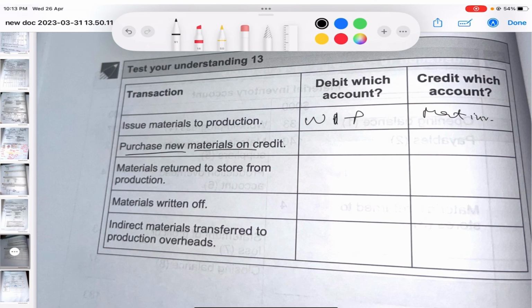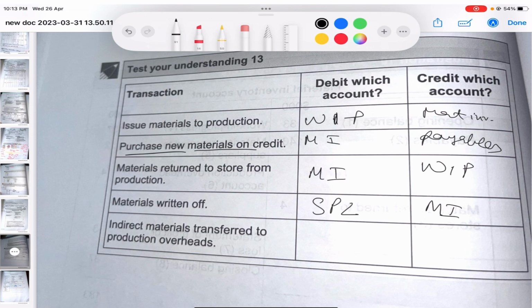Purchase new materials, which will increase my inventory, so my material inventory will increase, and creditors or payables are going to be credited. Materials returned to store from production, this will increase my material inventory account and it will deduct my WIP account. Materials written off, it will deduct my inventory account and I will send it to my statement of P&L to write off. Indirect materials are going to reduce my inventory as they will go into my overhead account, so they will be reducing my material inventory, and my production overhead account is going to increase.